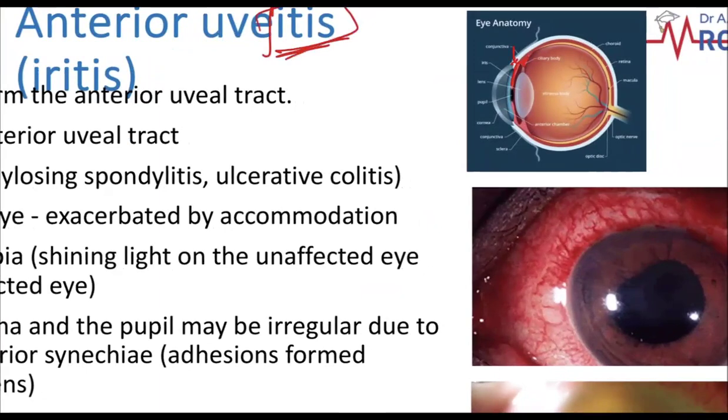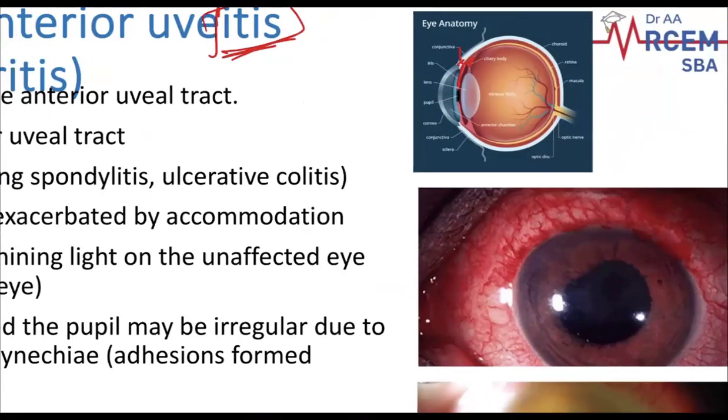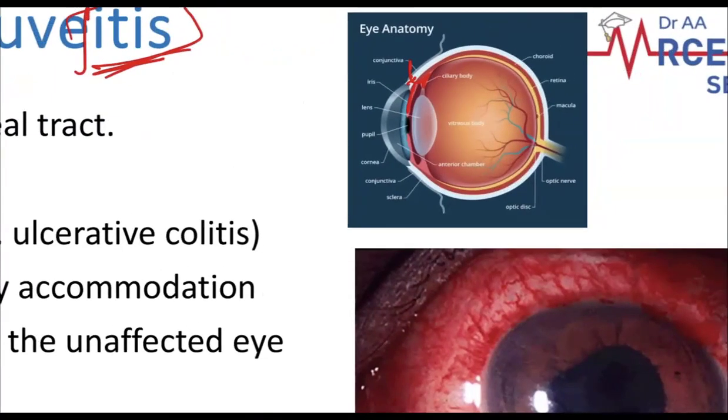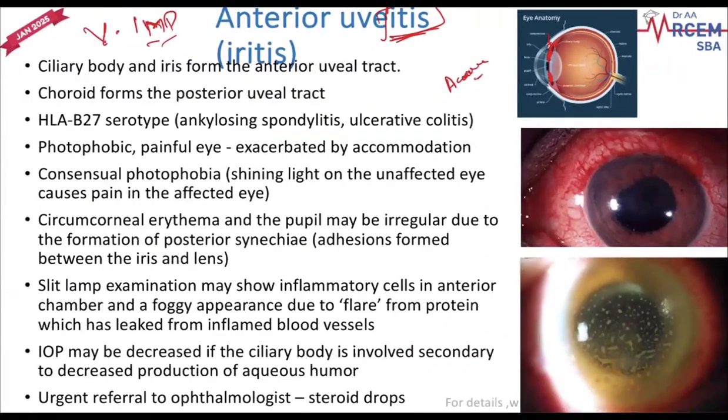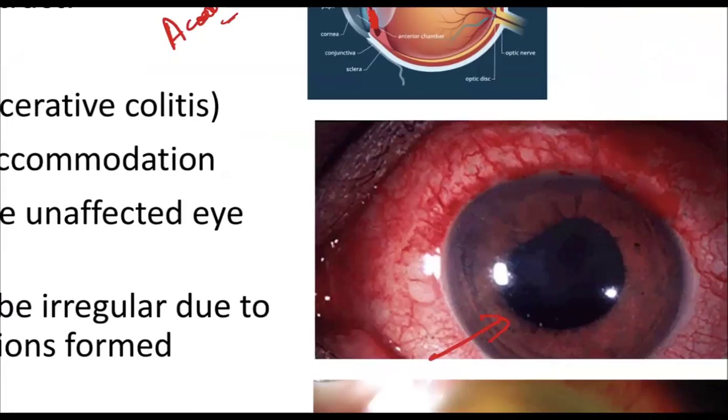Itis means inflammation. So what happens here? It is inflamed. Once it is inflamed, strictures can form between the iris and the lens. That's why the pupil will become irregular and accommodation will be quite painful. The pupil dilatation or constriction will be very painful in these persons because there are some adhesions which are developed between the lens and the iris, and the pupil will appear irregular. You can see in this image, classically, it is appearing irregular.